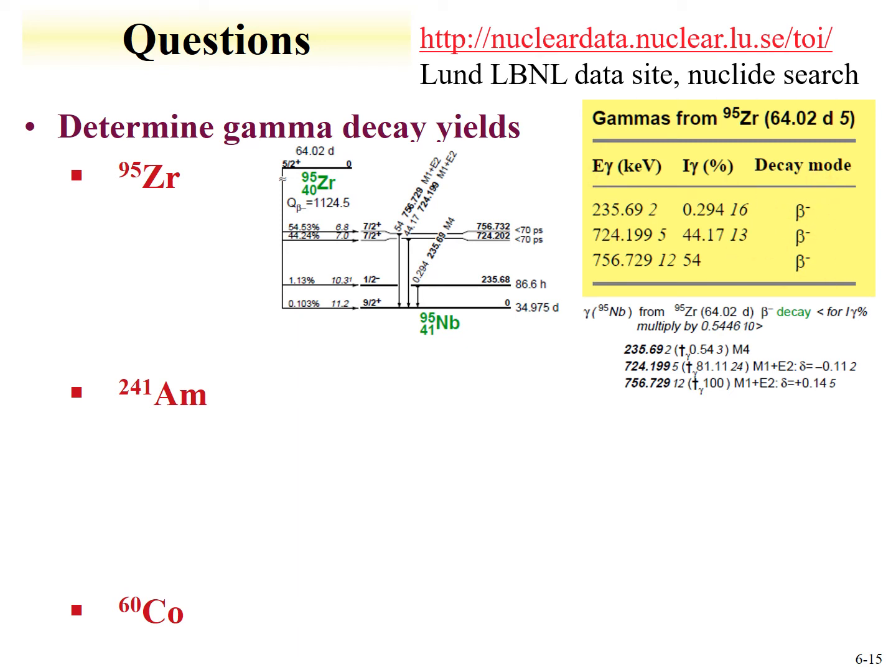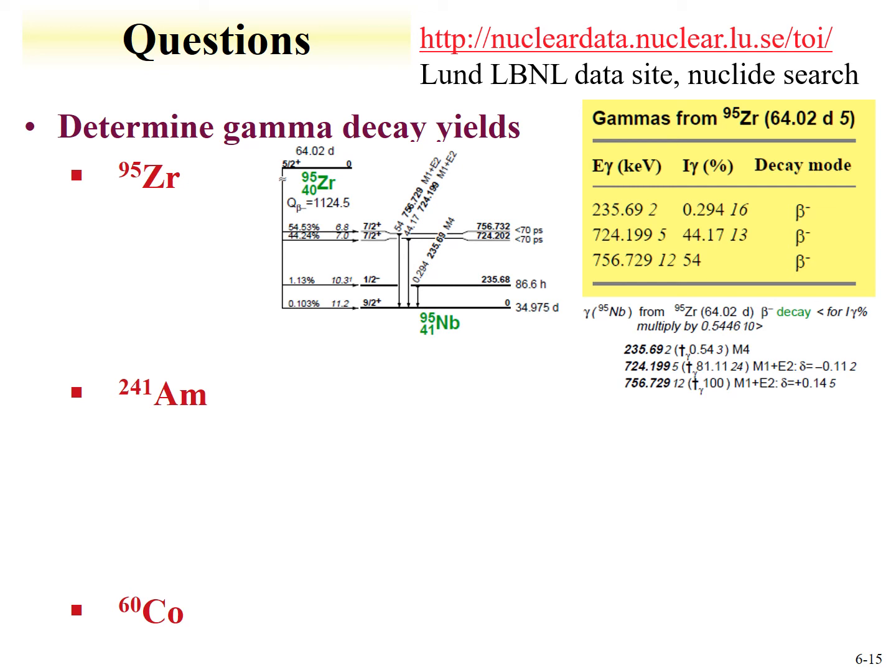So for zirconium-95, 2 photons are observed with pretty high intensities. One photon at 724 keV, one other photon at 756 keV. The 724 keV photon has an intensity of 44.17%, while the 756 keV photon has an intensity of 54%. So this means that 54% of the time for this energy photon, 44% of the time for this energy photon, those energy photons are emitted for every decay.